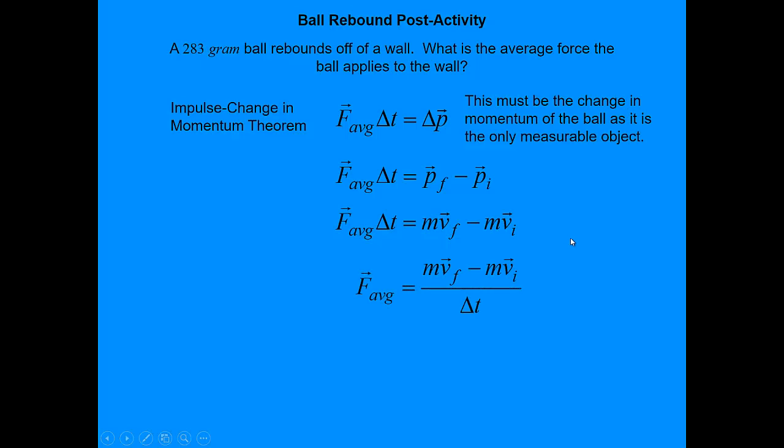If we then solve, that's the equation we need to work with to find the average force, except if this is the change in momentum of the ball, then this must be the force acting on the ball, right? Because the force acting on the ball would give an impulse to the ball, which would change the ball's momentum. So this is the average force acting on the ball, but that is not what the question asked for. The question asked for the average force the ball applies to the wall.